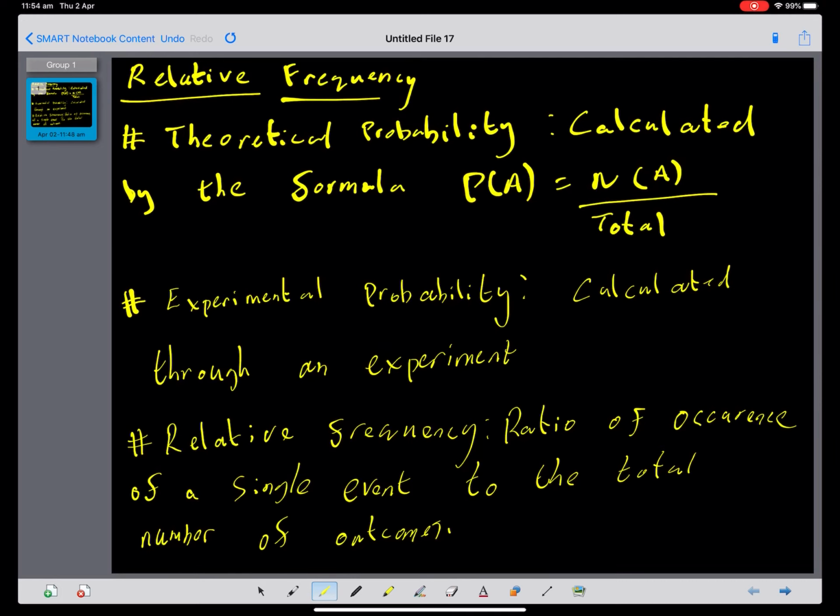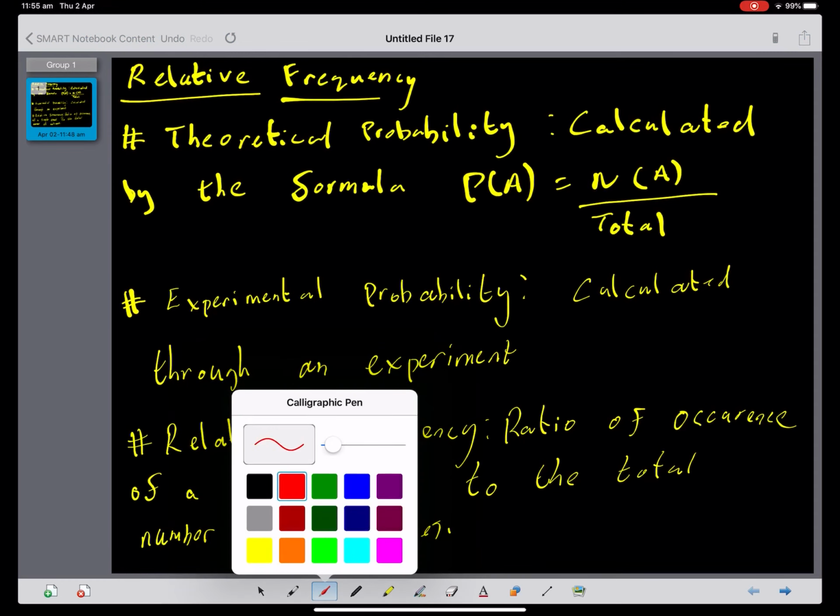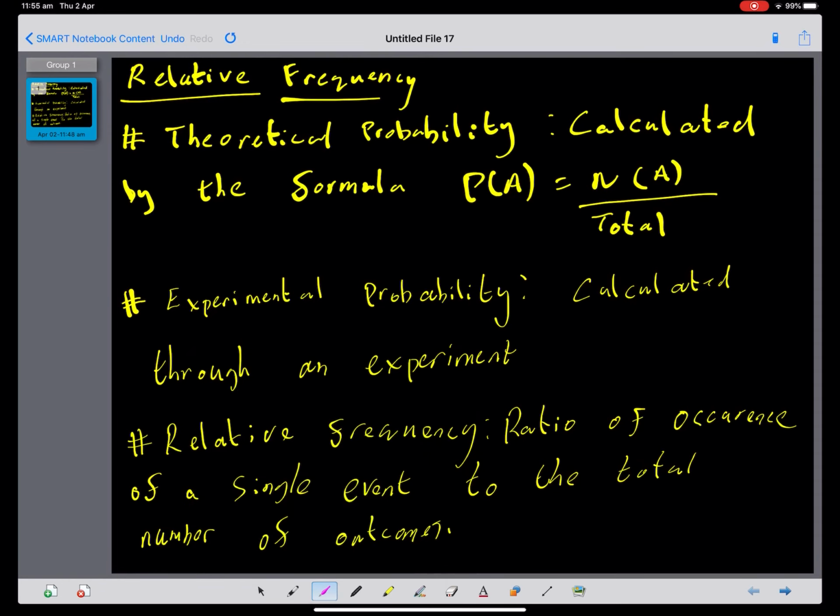Theoretical probability is sometimes called the calculated probability, and it's using the laws of chance, i.e. the ratio of the expected number of outcomes over the total number of outcomes. For example, the theoretical probability of a head is half.